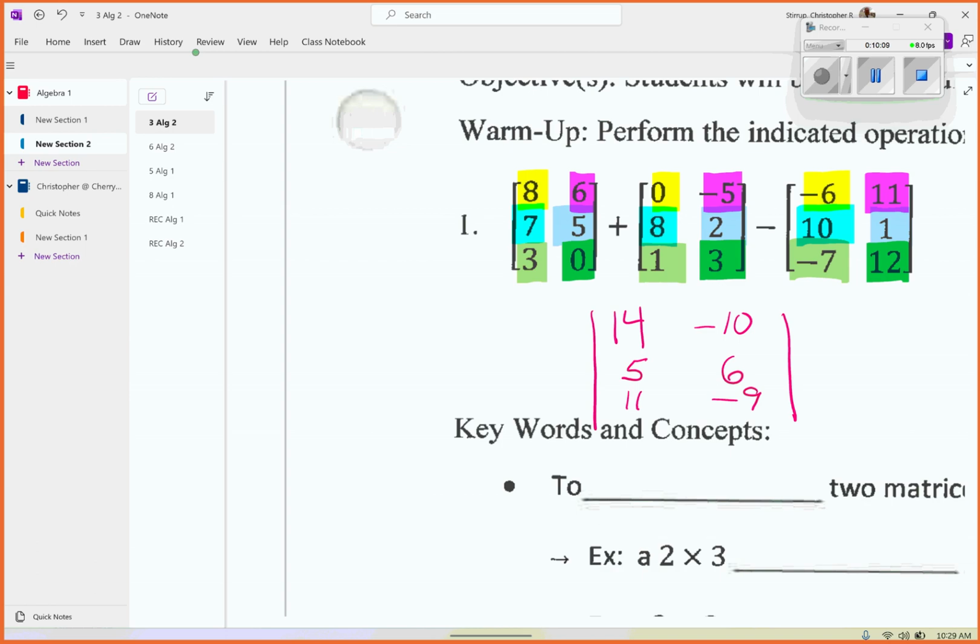Did that bring your 3 up to closer to a 4? Yeah. Okay, good. All right.